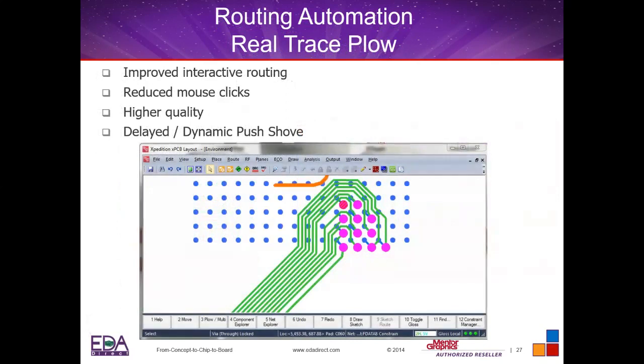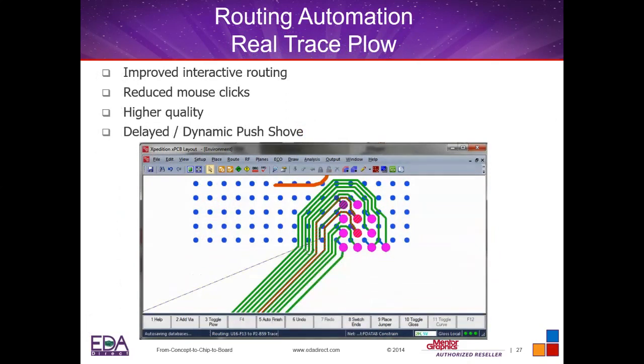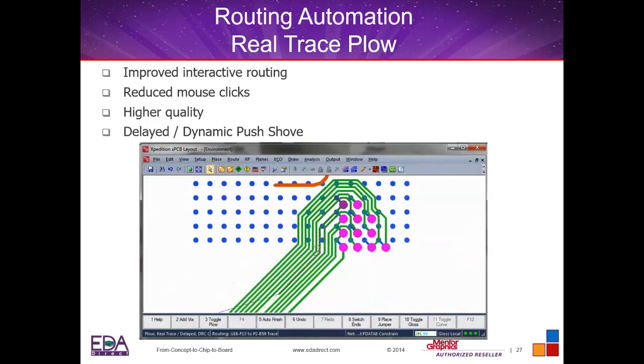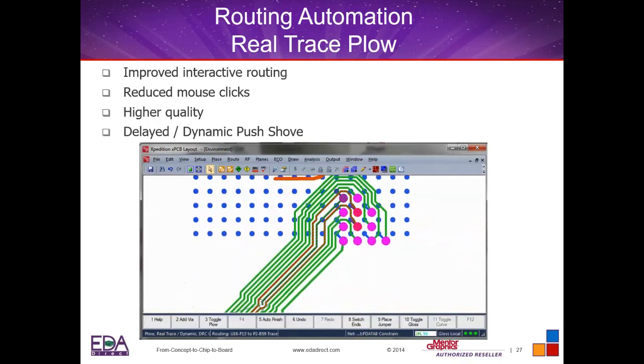So you've got dynamic push and shove, whether you want to do it online or real time, or do you want it to be delayed? Here we can see we're pushing a line in. We're looking for a delayed push, and then see if we can get it in. It'll automatically push out, or we can switch that to where we're just routing and it'll automatically push and shove. So you've got a lot of high quality push and shove lines.